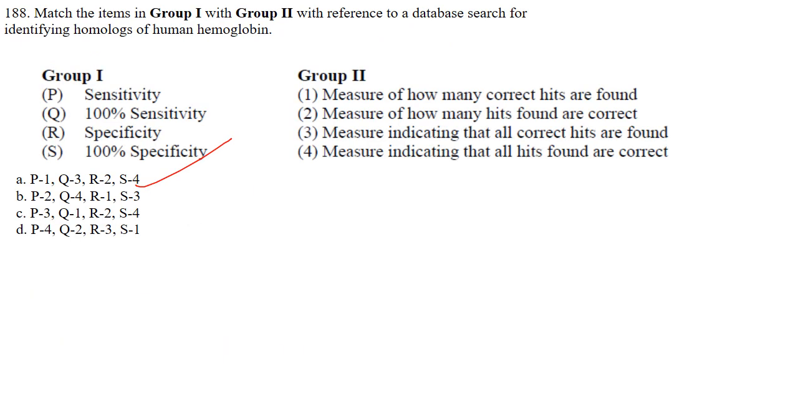Then match the items in group 1 with group 2 with reference to a database search for identifying homologs of human hemoglobin. Sensitivity: measure of how many correct hits are found. 100% sensitivity: measure indicating that all correct hits are found. Specificity: measure of how many hits found are correct. And 100% specificity: measure indicating that all hits found are correct. So answer is P1, Q3, R2, S4. Option A is the answer.